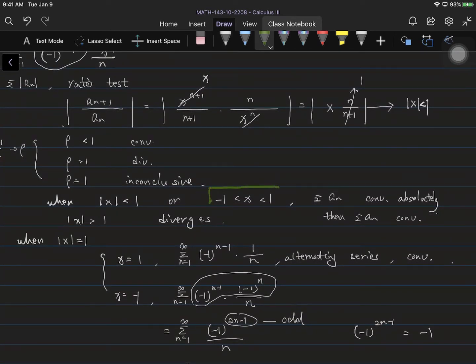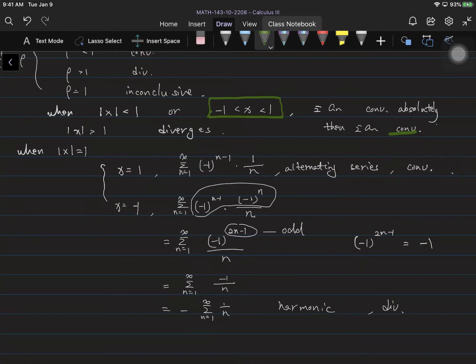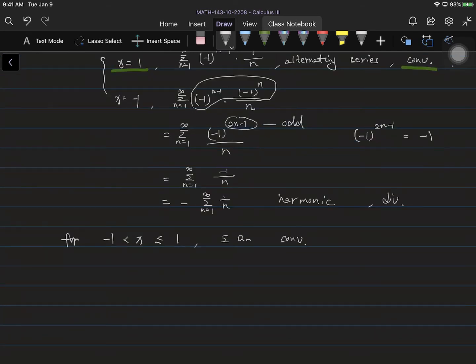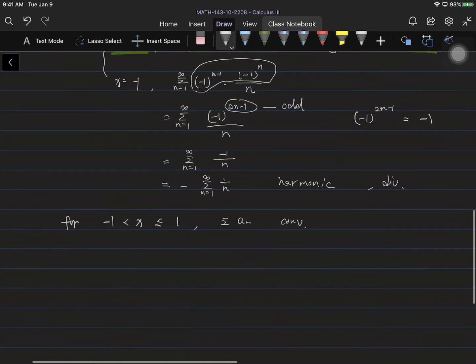When x is greater than -1 and less than 1, it converges, right? And then what else? When x equals 1, that converges. So we just combine everything together. So for x greater than -1 and less than or equal to 1, our series converges.